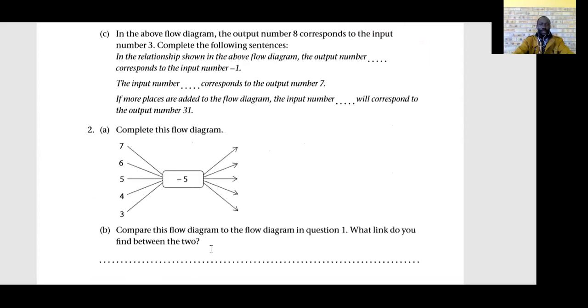Now this is your activity, guys. So you're going to do activity 2. You are supposed to complete this. The operator is -5. So as an example, what you do is you put 7 minus 5. What you get, you write here. You do the same for all of these: 6 minus 5, you write; 5 minus 5, you write. All the things, you put them here. That is how you're going to complete this.